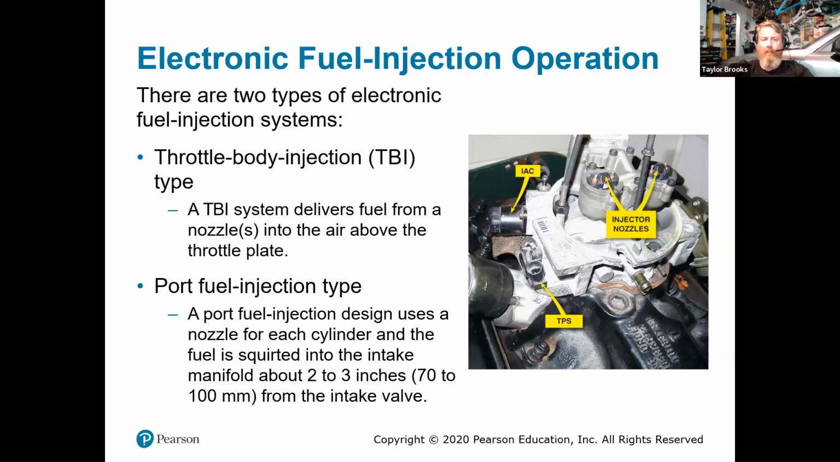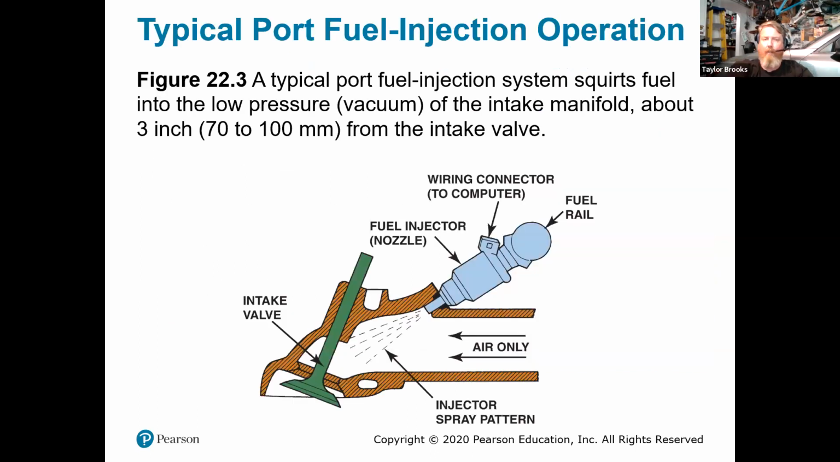Now, port fuel injection is the other design, where we stick the fuel injector a couple inches from the intake valve in the intake manifold. Excuse me, I'm trying to talk too fast. That is a much more efficient design than throttle body injection. The injector sprays fuel with just enough time to atomize and mix with the incoming air and get into the combustion chamber via the open intake valve.